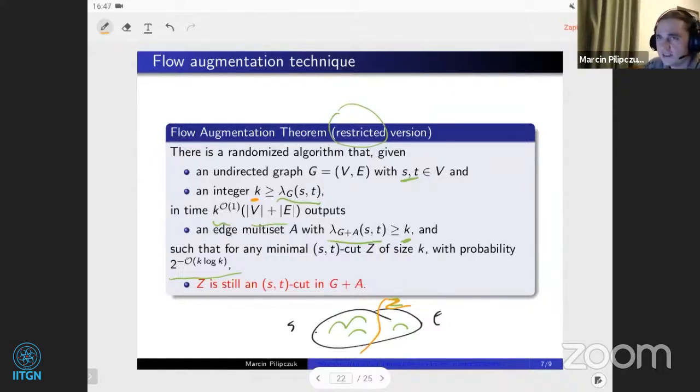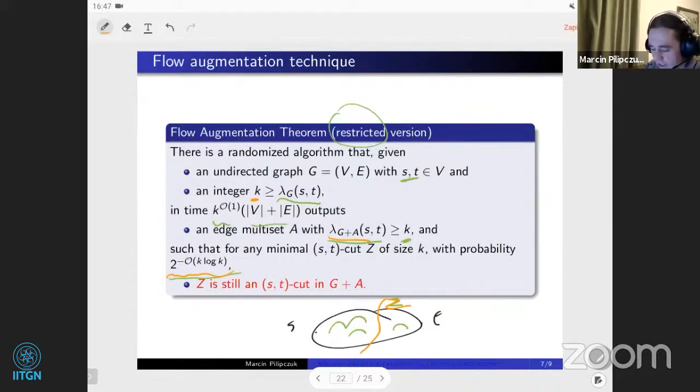Okay, and we will add some edges to the graph. And with this probability, our solution will still be a solution, so we won't break it. Our new instance will still be a yes instance, or the minimum weight of the solution will still be the same, because the minimum weight solution will stay in this graph, while the flow increases to k. Okay, so now it will reach k.